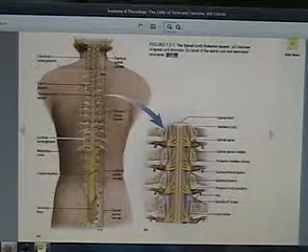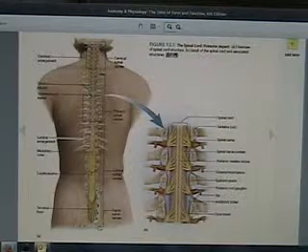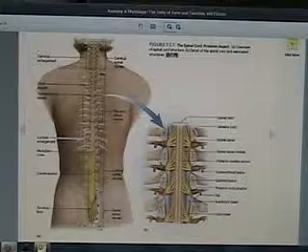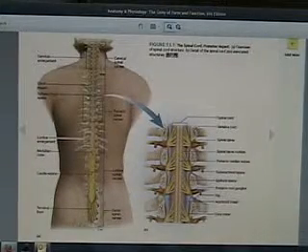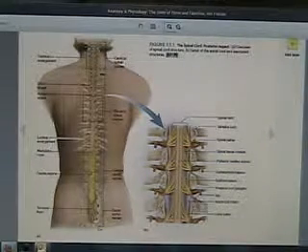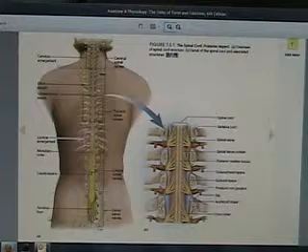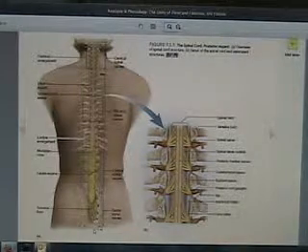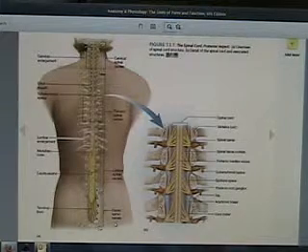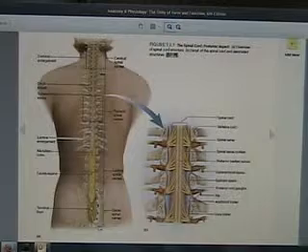Lumbar, 1 through 5, to match the 5 lumbar vertebrae. Sacral, 1 through 5, to match the 5 fused bones of your sacrum. And of course, coccygeal, there's only 1, and it ends here at what they call the terminal filum, also known as your cauda equina. Cauda means tail, equina means horse. So we can kind of see, it looks like a horse's tail.